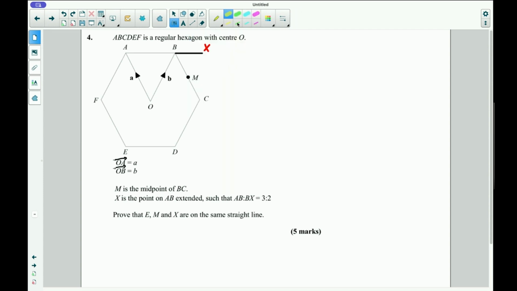We're going to look at what we're actually being asked to prove. Prove that E, M, and X are on the same straight line. Okay. So can anyone tell me what you think that might mean, or how we might go about solving it? Because that's really the key to understanding this problem. Otherwise you're going to figure out a whole bunch of things, and you'll have no idea what's actually happening. So what do we need to do? Any guesses?